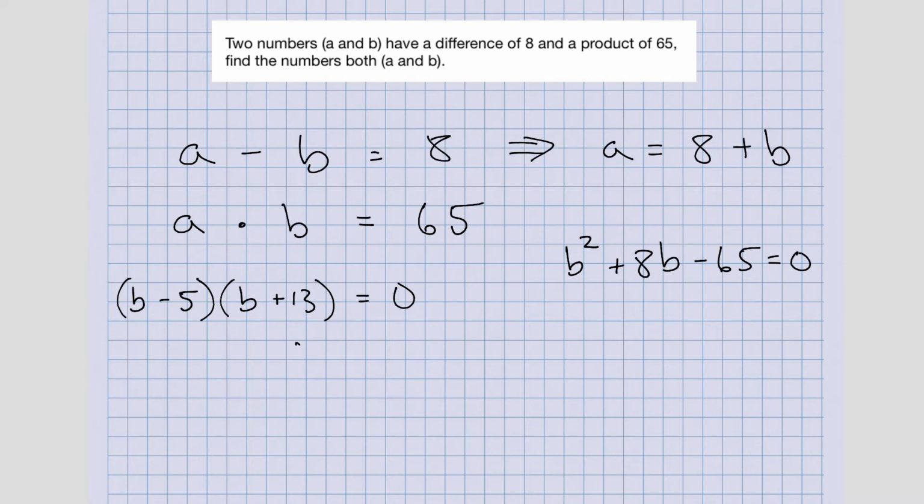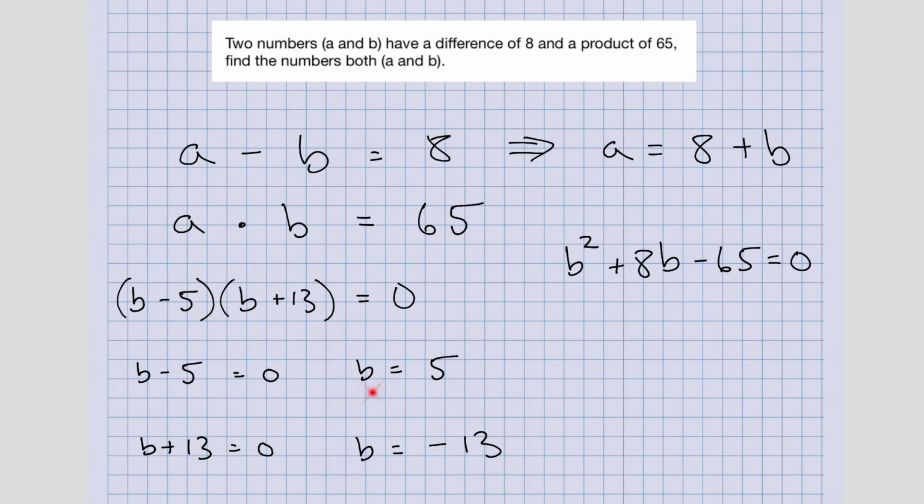So our goal here is to either zero this factor out, or zero this factor out, or zero both of them out. So for this one, we have b minus 5 equals 0, and we have b plus 13 equals 0. So b equals 5 and b equals negative 13. These are the two answers that we get for b.